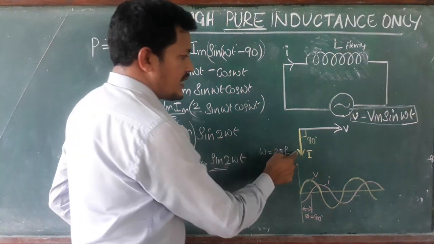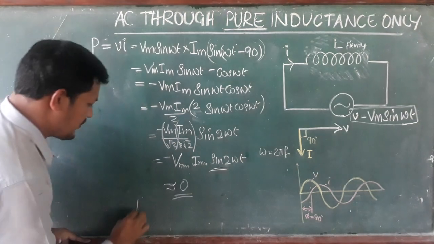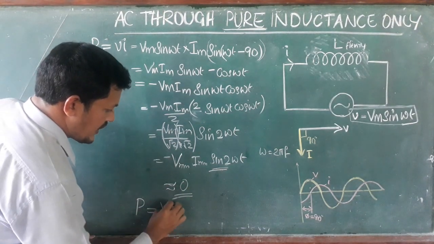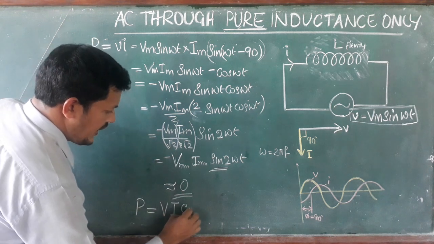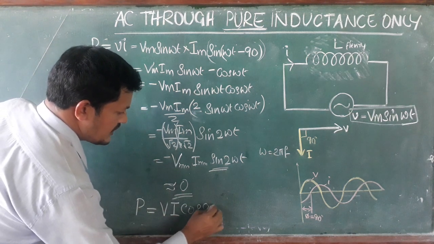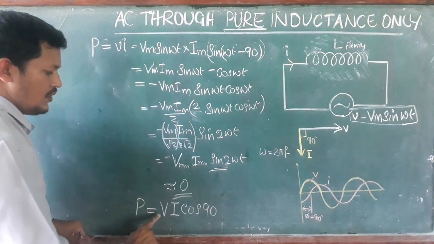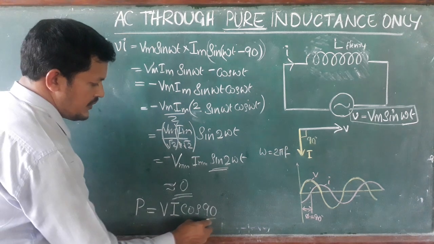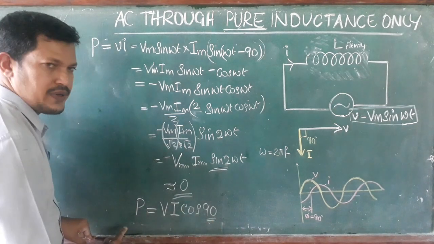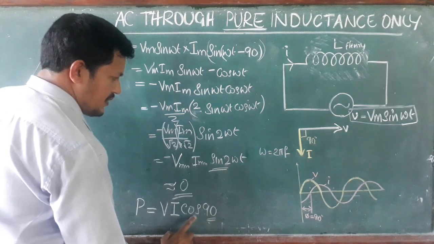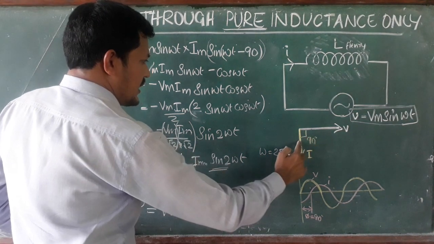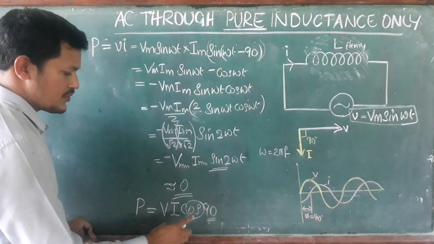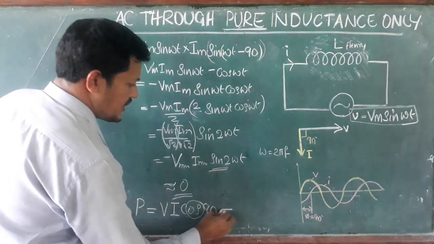Or from the phasor diagram also we can say, as already discussed, power equals voltage, current and the cosine of the angle between voltage and current. Clear? Voltage, current and cosine of the angle between them is the power. So here the angle between voltage and current is 90. So cos 90 is 0. So 0 into this much value becomes again 0.